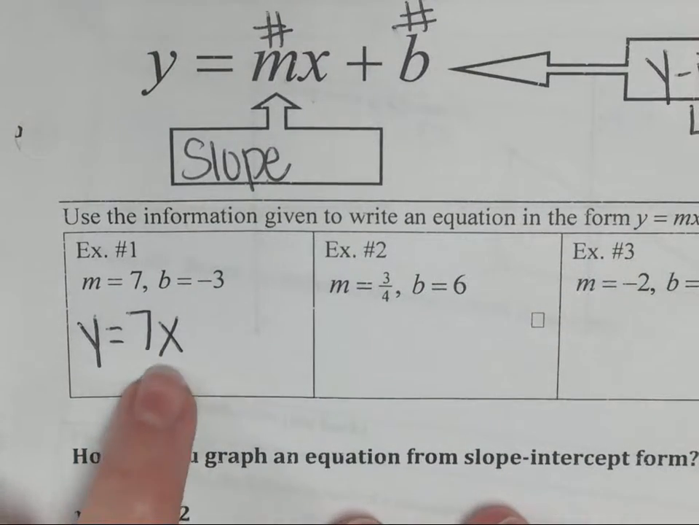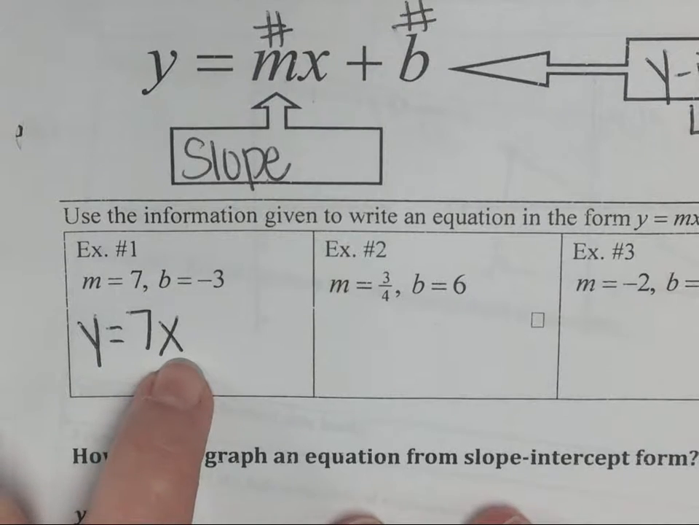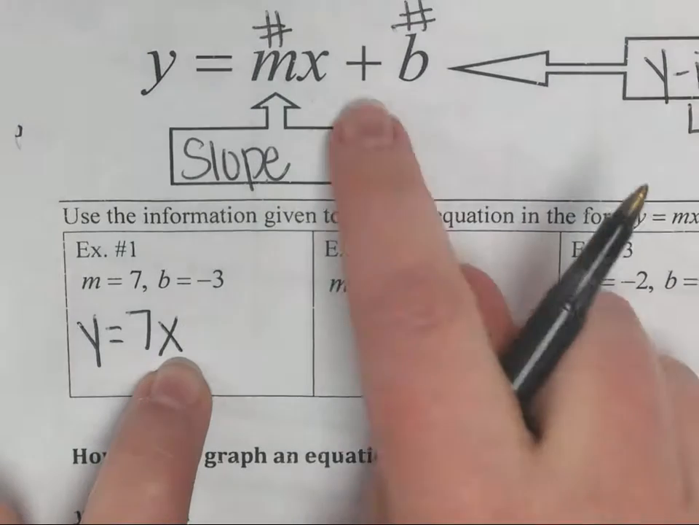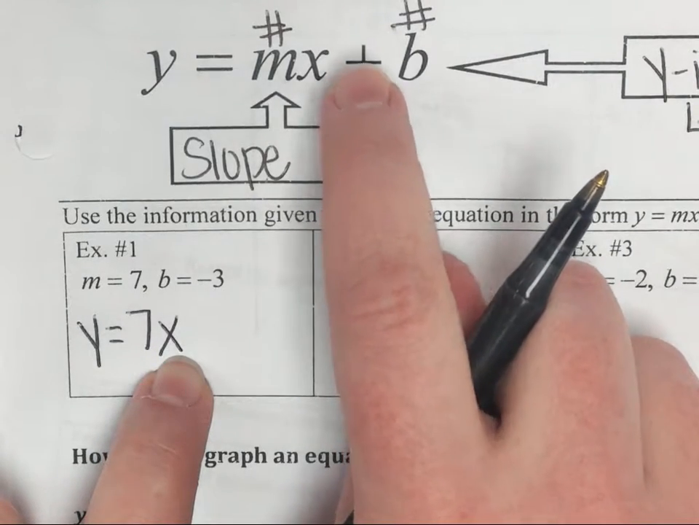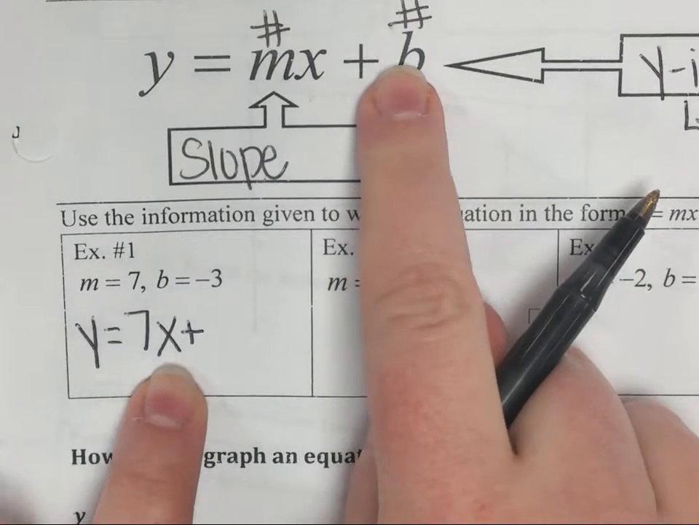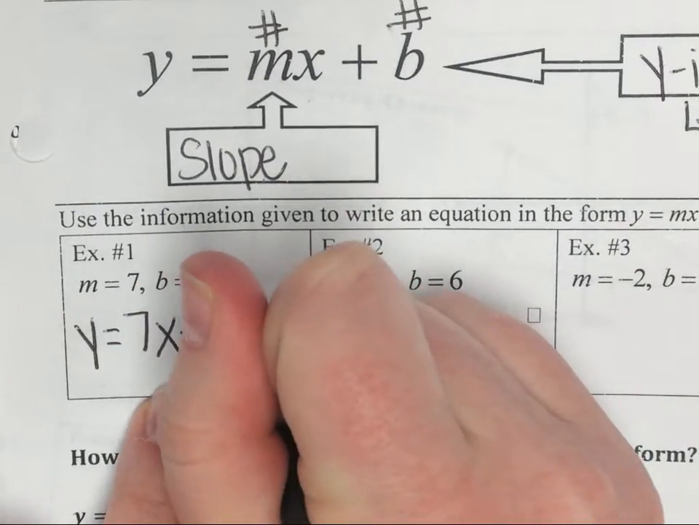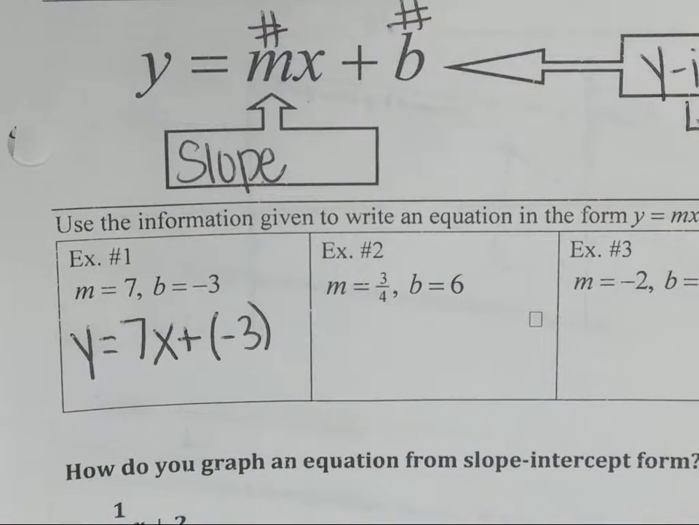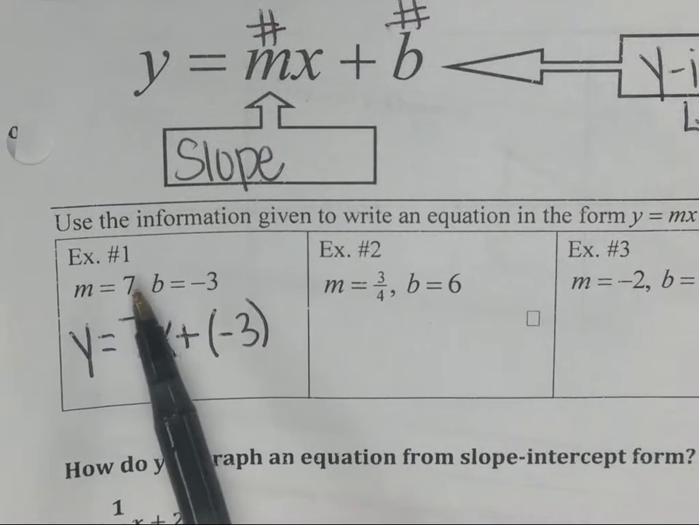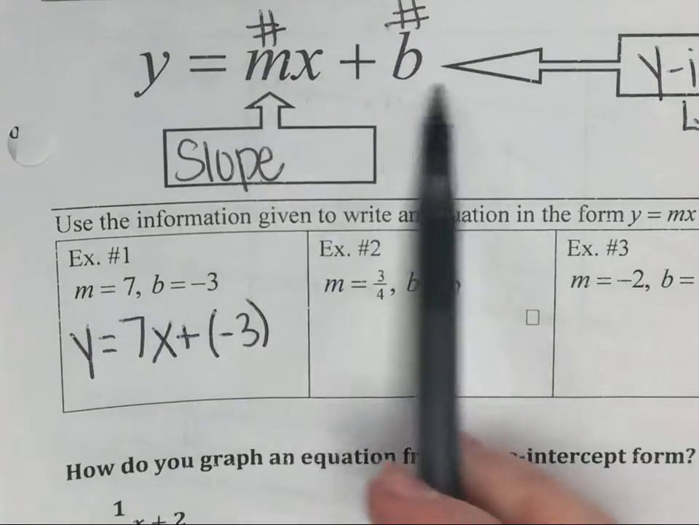Every year I have people forget this x. Do not forget it. Okay? It has to be slope with an x. And then our formula, or form, says plus, so we can do our plus sign. And b is -3. So we have plus a -3. Okay, so all I did was replace m with 7 and b with -3.